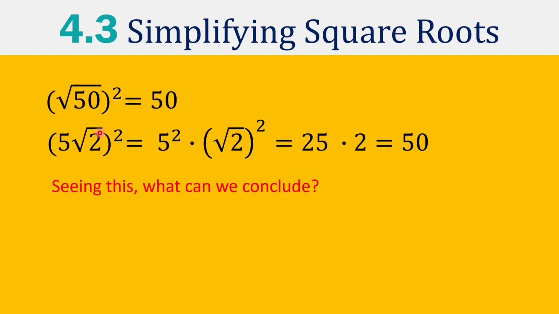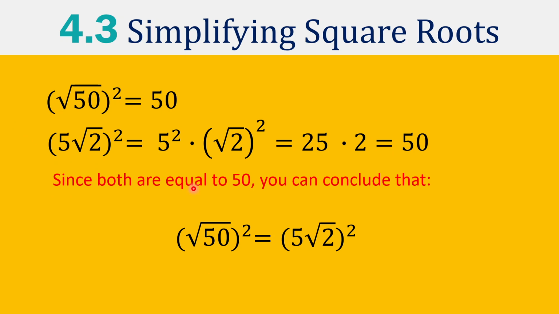Seeing those two different calculations, what can we now conclude from them? Well, if you watch closely, you see that they both give a result of 50. So that means that the two calculations must also be equal to each other. Apparently, root 50 squared is the same as 5 root 2 squared. Balance method says if I now take the root of both sides, that must give me that root 50 apparently is exactly the same as 5 root 2.